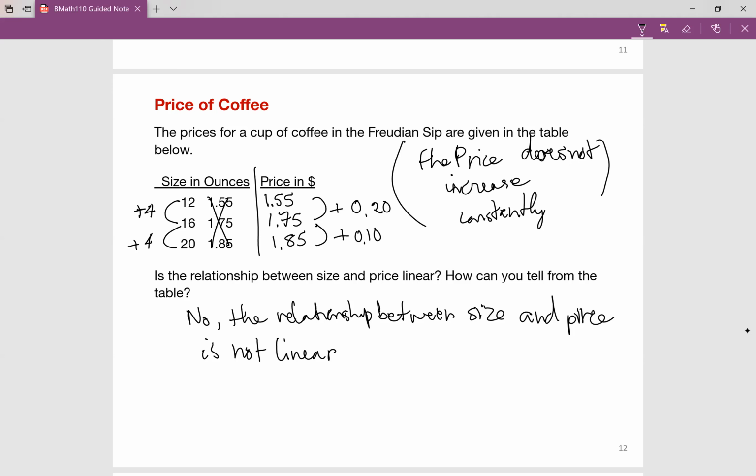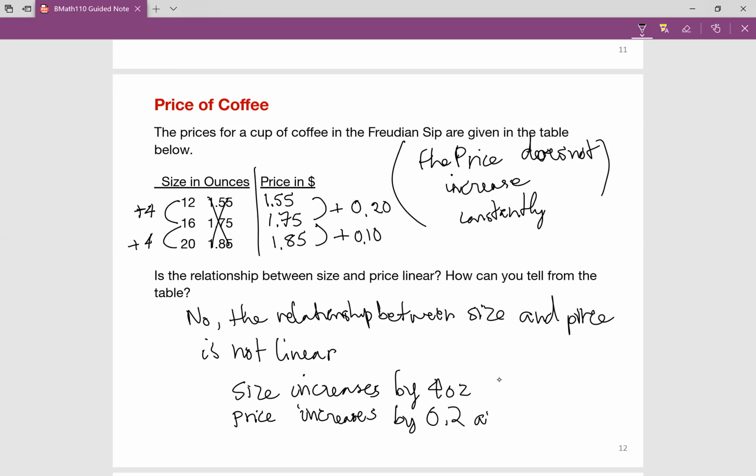Or if you want to explain it in more detail, you can say the size increases by 4 ounces, but the price increases by 0.2, and then 0.1. So that is not linear.